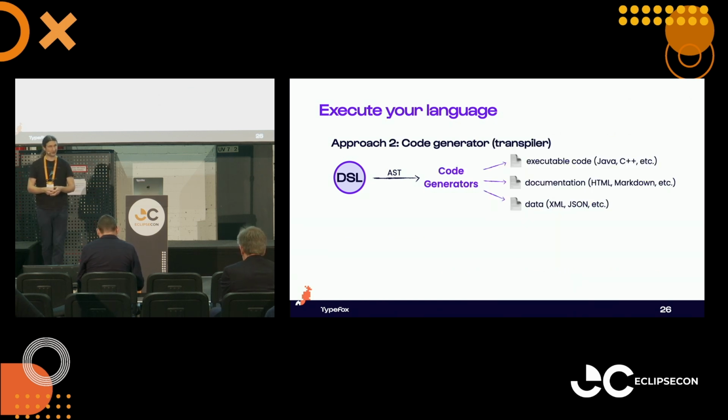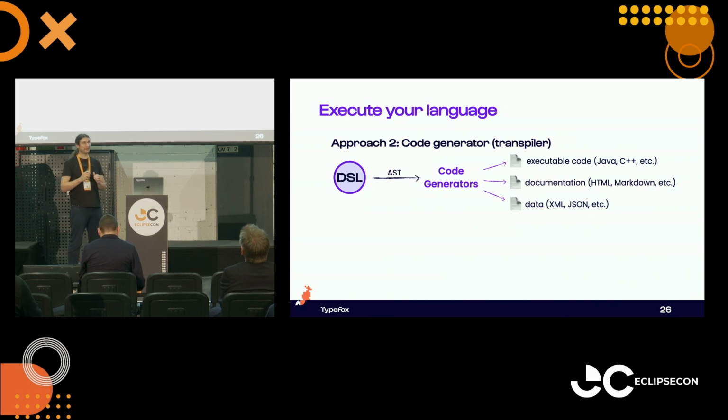Yeah, and this is different with a second approach, a code generator, or you could call it a transpiler. So here, the code generator component can take the AST and create some target format. It could be executable code in some language like Java or C++, or documentation, or structured data in some form.